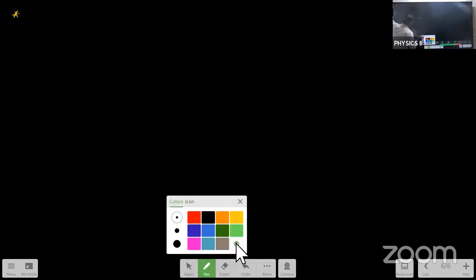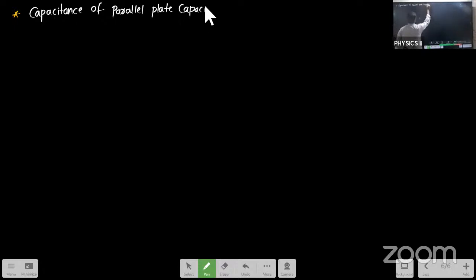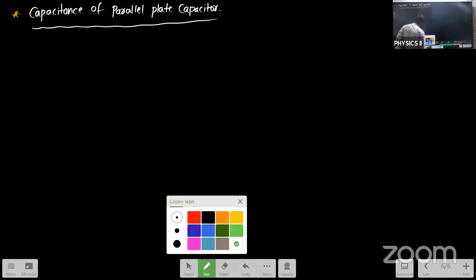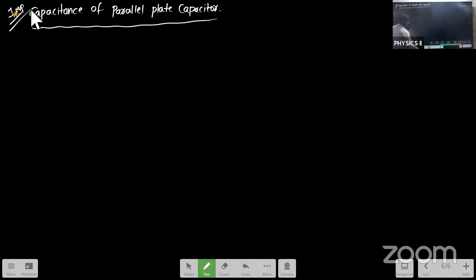Now let us move on to the most important topic from this chapter, that is the capacitance of a parallel plate capacitor. Capacitance of parallel plate capacitor. Most important question, most important topic for your annual examination.